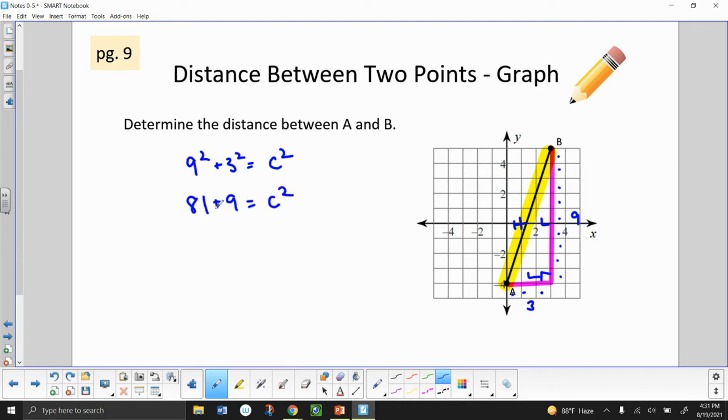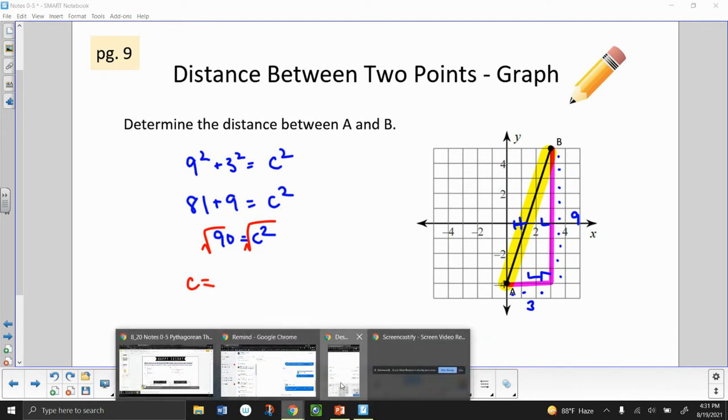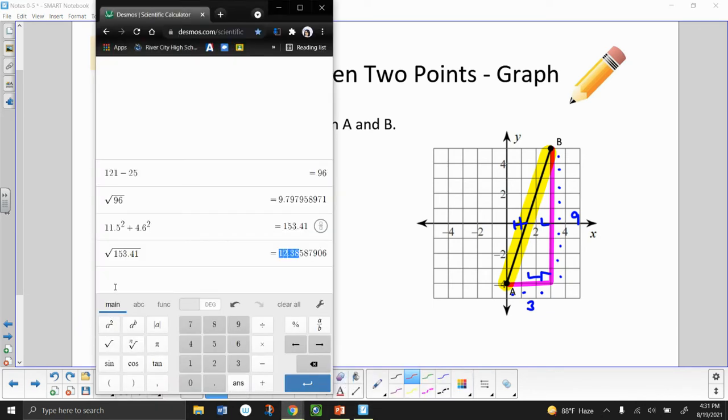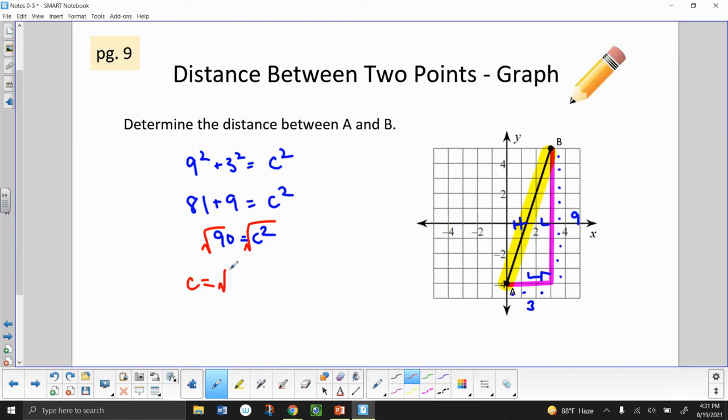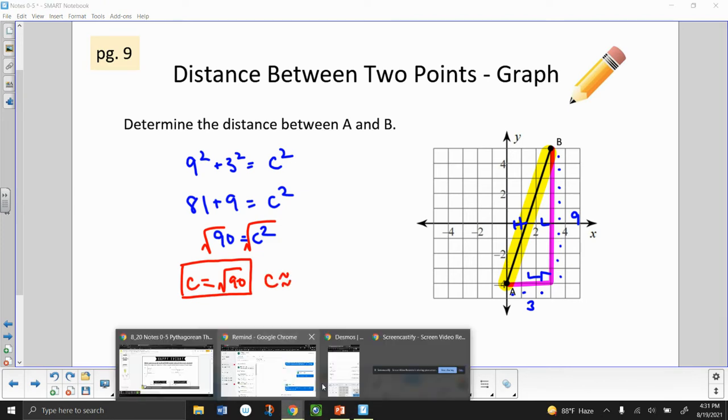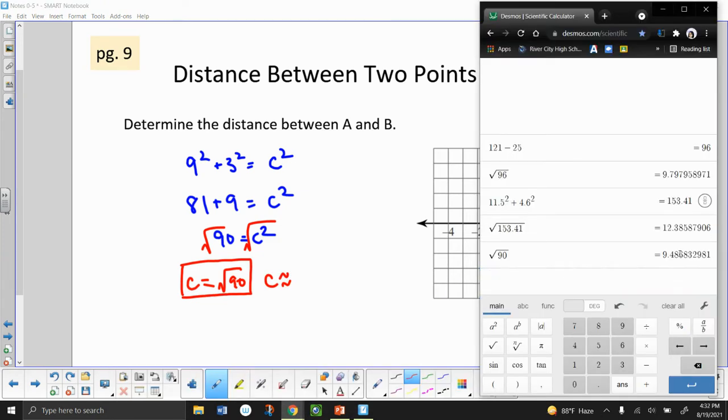And then we're going to add these together. 81 plus 9 is 90. And just like before, square root both sides. So we're going to put this in our calculator. Square root of 90. So again, we get a decimal. That means we're going to have two answers. My exact answer is c equals the square root of 90. And then my approximate answer is going to be 9.49.